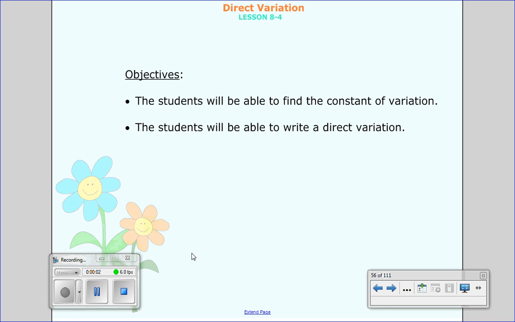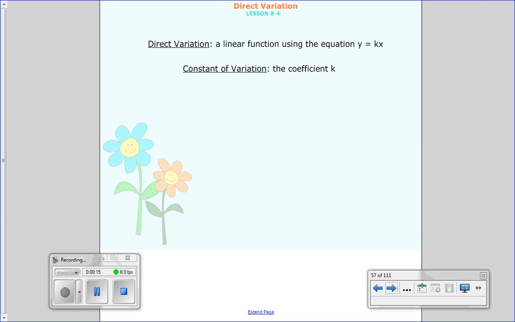Hello and welcome to Lesson 8-4 on direct variation. In tonight's lesson, you will be able to find the constant of variation, and you will also be able to write a direct variation. So we're going to go ahead and get started.